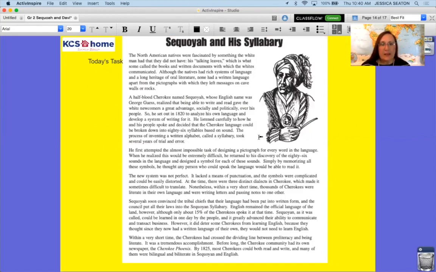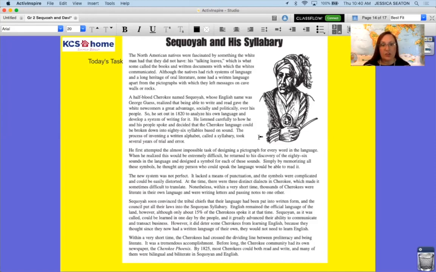The North American natives were fascinated by something the white man had that they did not have, his talking leaves, which is what some called the books and written documents with which the whites communicated. Although the natives had rich systems of language and a long heritage of oral literature, none had a written language apart from the pictographs with which they left messages on cave walls or rocks.